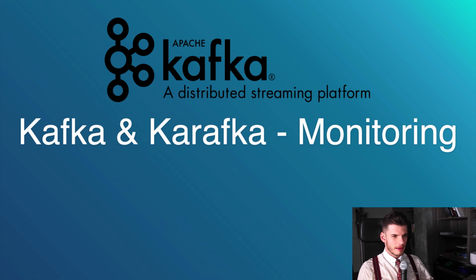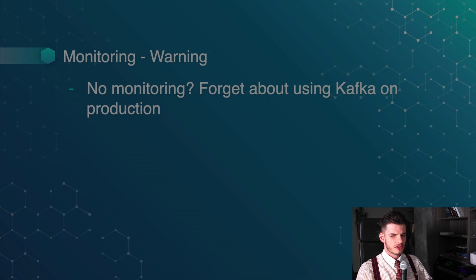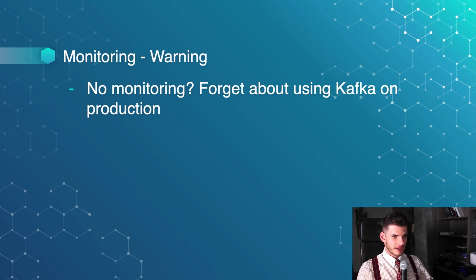Hello, now it's time for monitoring, which could even be the most important thing covered in this course. Why would that be the case? Well, if you don't have proper monitoring established, then you should not use Kafka in production at all. There are many things that can go wrong, and monitoring is the way to either prevent any issues from happening in the first place, or if they do happen, to be able to react as fast as possible.